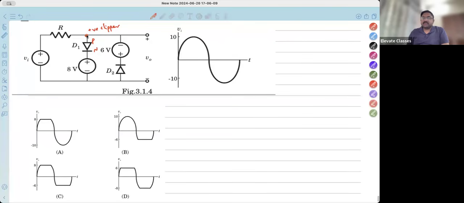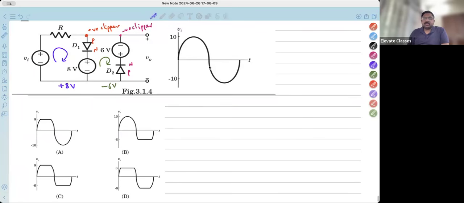What does a positive clipper do? It cuts the positive part. And this second diode, if I take a different color, here if you see, this is P, this is N. N is connected, so this is a negative clipper. This is going to end up cutting the negative part of your waveform. Now let us check the axis. For D1, if you go clockwise, you see plus 8 volts. And for D2, again, if you go clockwise, you see minus 6 volts.